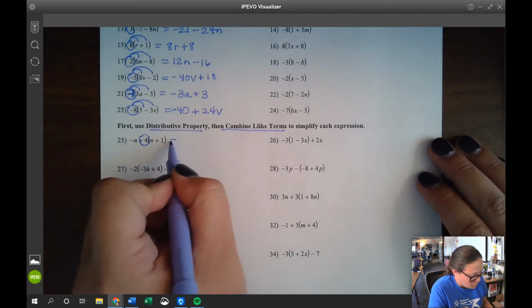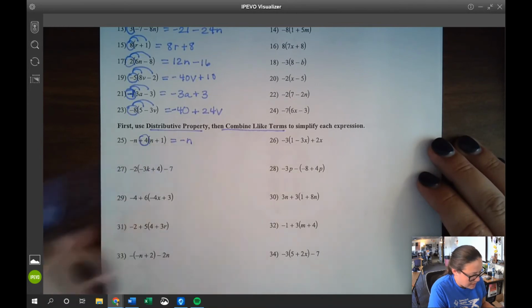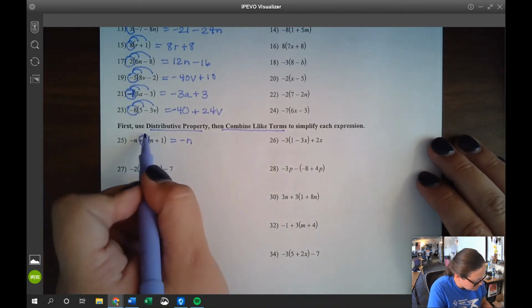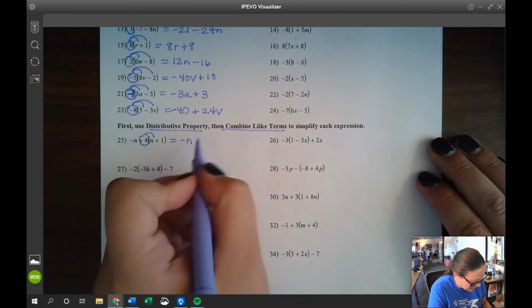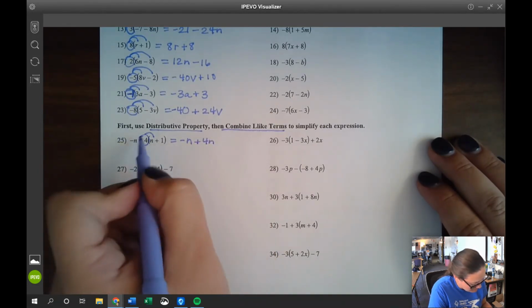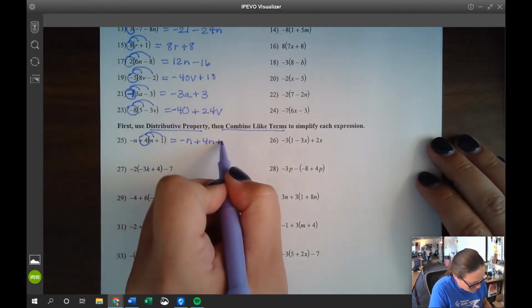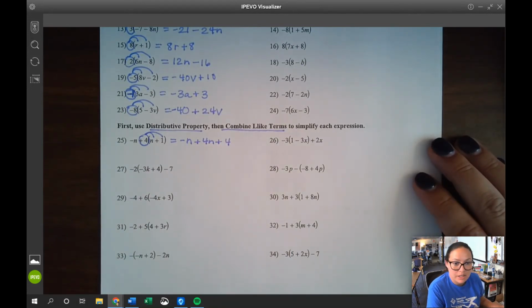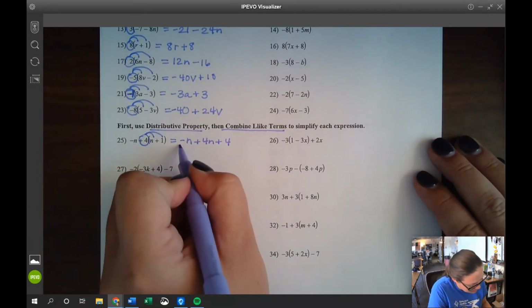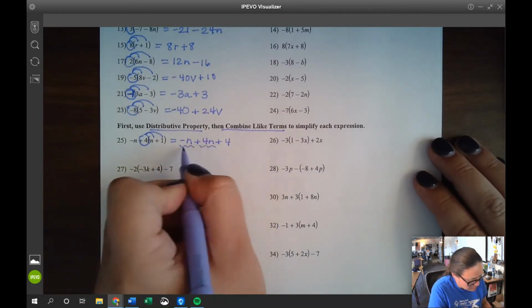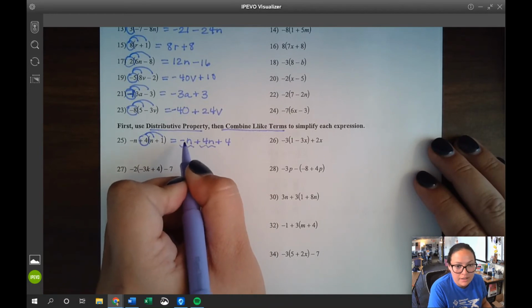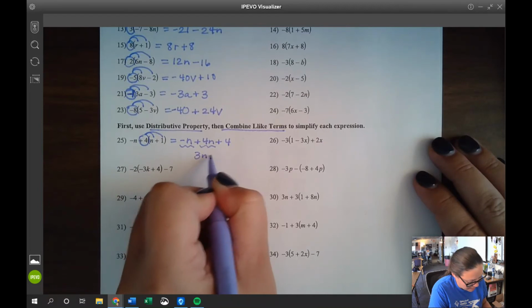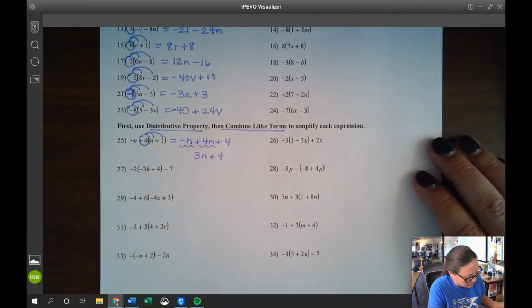Okay? So when we simplify this, I'm still going to have that negative n, but then I'm going to do 4 times n, which is 4n. And then I'm going to do 4 times 1, which is 4. So that's the distributing. Then I'm going to combine like terms. So I can combine the n terms together. That's a negative 1n. Negative 1 plus 4 is 3n, plus 4.